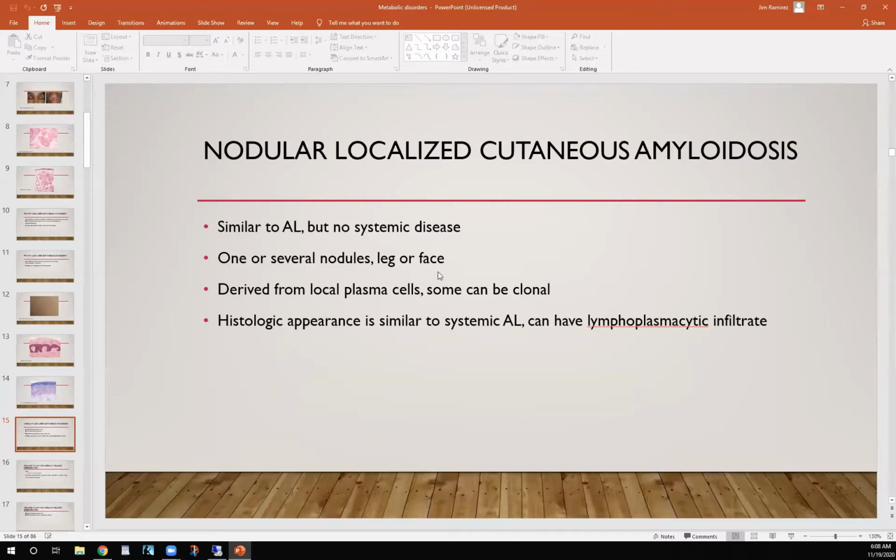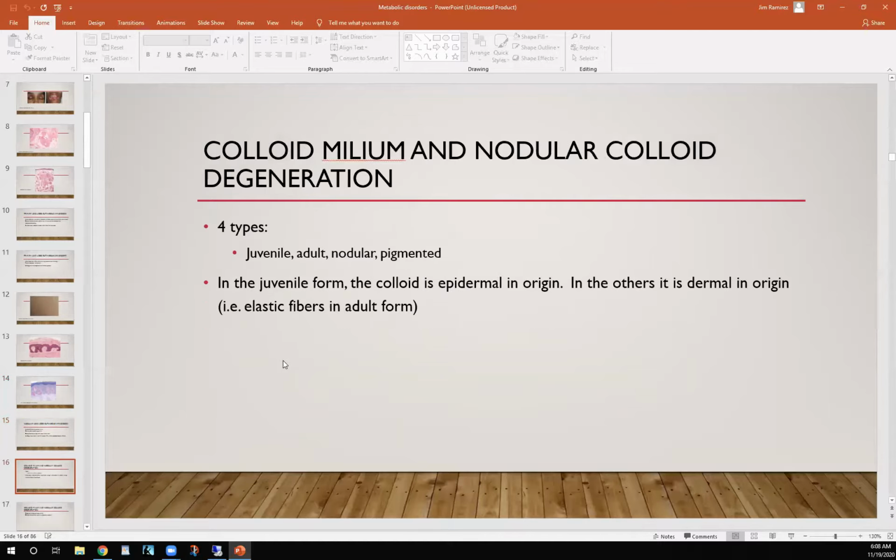You can get one or several nodules on the leg or face, and this is probably derived locally from plasma cells, some of which can be clonal. So it's almost like a limited form of AL type amyloid. Histologic appearance is similar to systemic AL, and like I said, you can have that lymphoplasmacytic infiltrate.